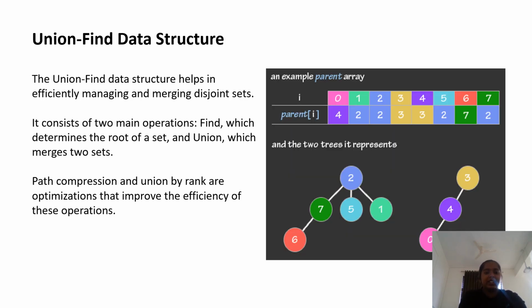Union find data structure. The union find data structure helps in efficiently managing and merging disjoint sets. It consists of two main operations: find, which determines the root of a set, and union, which merges two sets. Path compression and union by rank are optimizations that improve the efficiency of these operations.